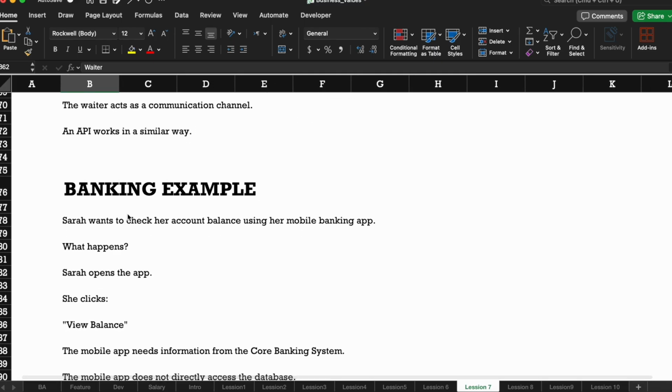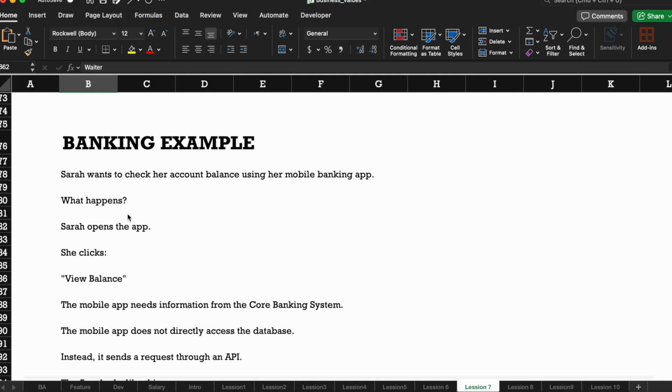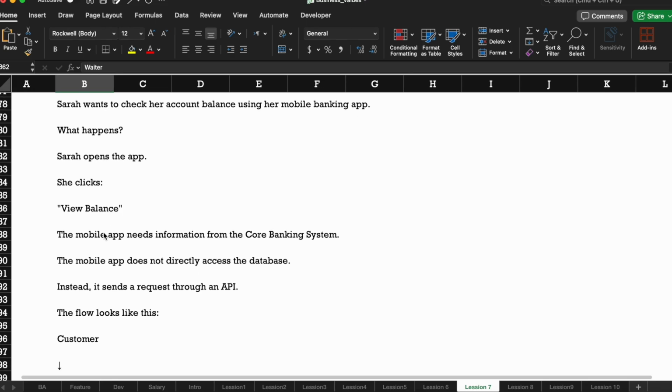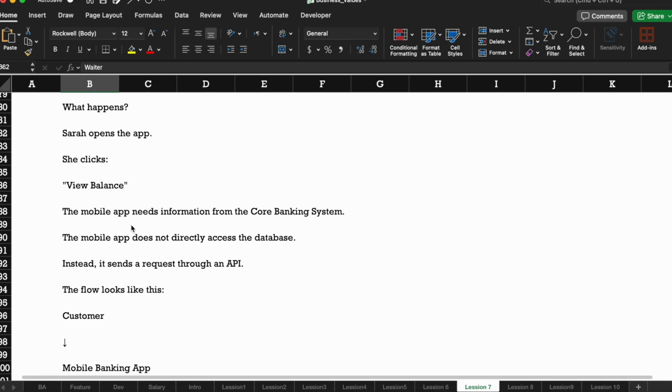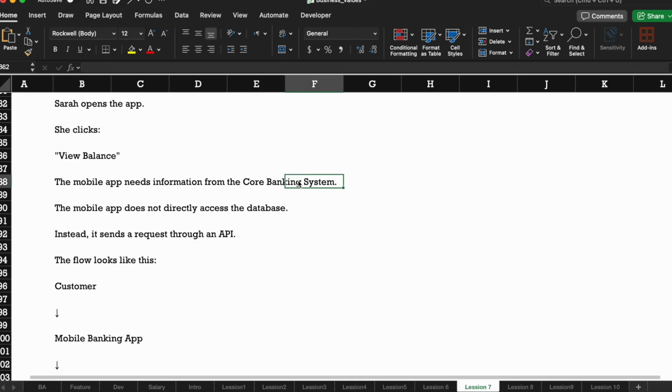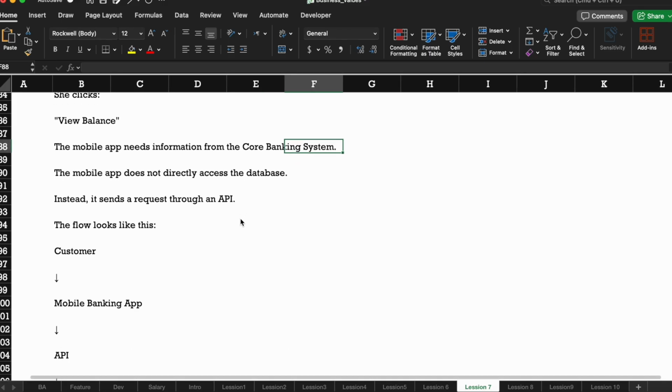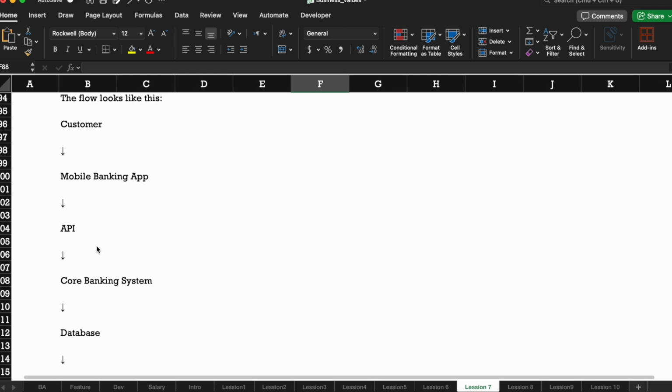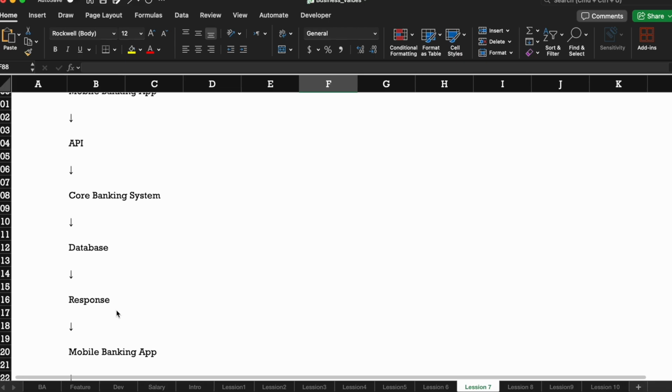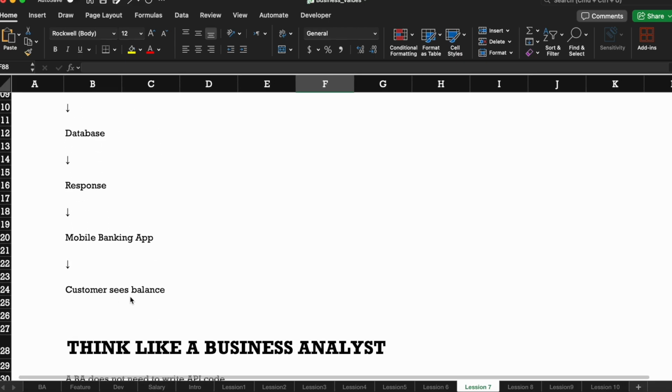So banking example: Sarah wants to check her account balance using her mobile banking app. What happens? Sarah opens the app and clicks view balance. The mobile app needs information from the core banking system. The mobile app does not directly access the database. Instead it sends a request through an API. The flow looks like this: customer, mobile banking app, API, core banking system, database response, mobile banking app, customer sees the balance.